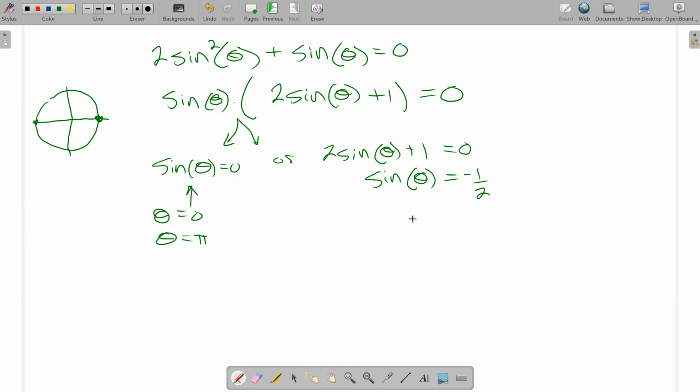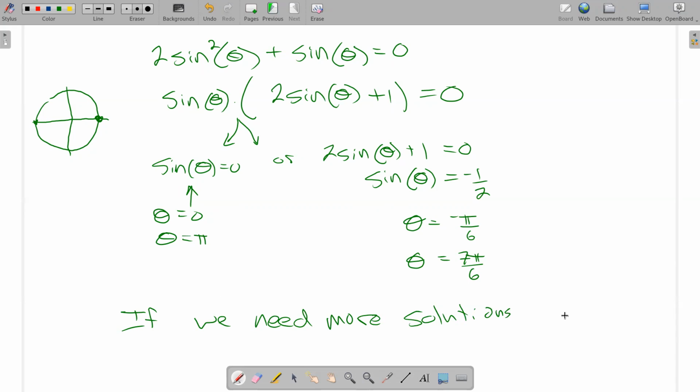This one we solved earlier. We discovered that theta was either equal to -pi/6 or theta was equal to 7pi/6 from our previous example. So I have 4 different basic solutions. And if I want more, I just start using the period of the sine to get more. If we need more solutions, then what we're going to do is add multiples of the period to any of those.